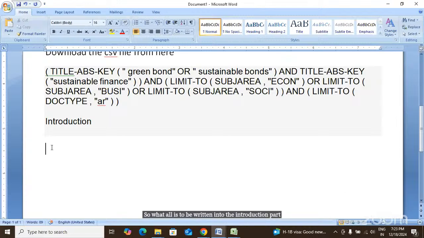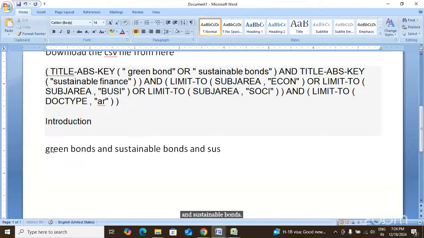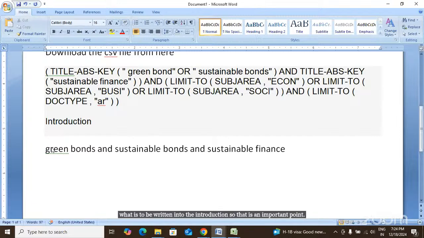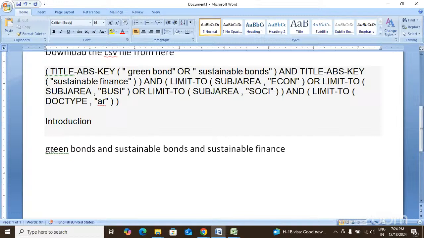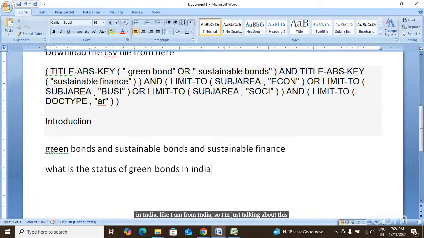So let me tell you one thing. Whenever you are writing the introduction, let's say the topic is green bonds, sustainable bonds and sustainable finance, what is to be written in the introduction? That is an important point. The first most important thing is you can write what is the status of green bonds in India. I am from India, so I am talking about this. So what is the status of green bonds in India and the world?